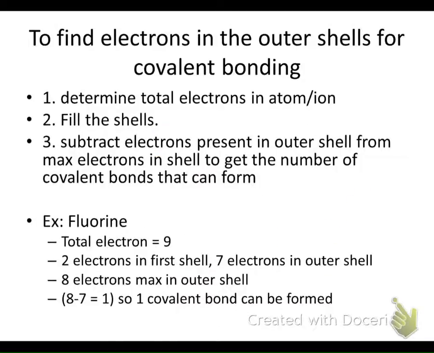First part then is how you find the electrons in the outer shell for covalent bonding. So I'm going to read through the steps while I follow through in the example. So first you need to find how many total electrons you have in your atom. So for the first example, we're working with fluorine.